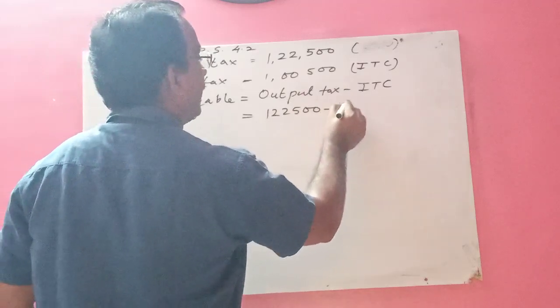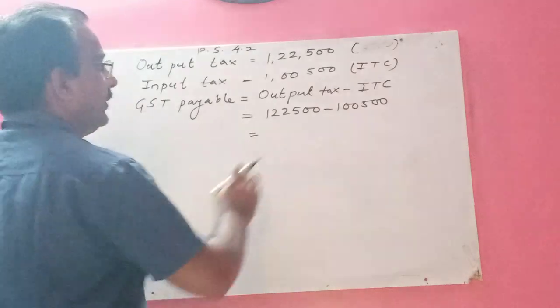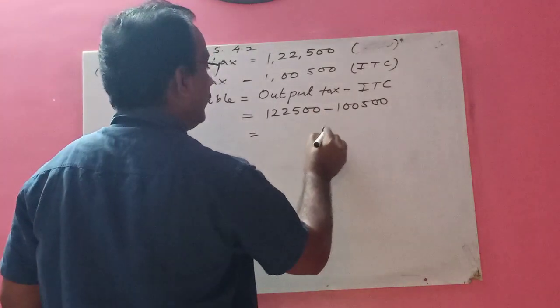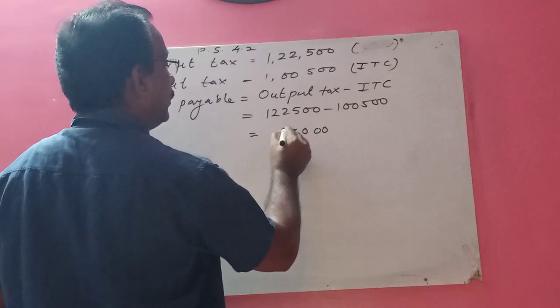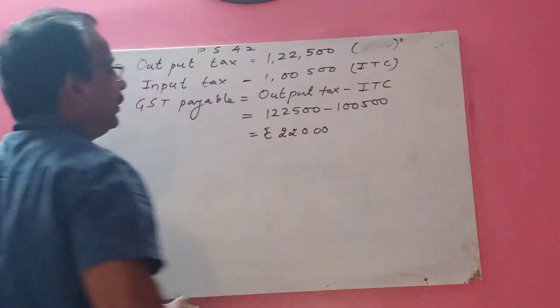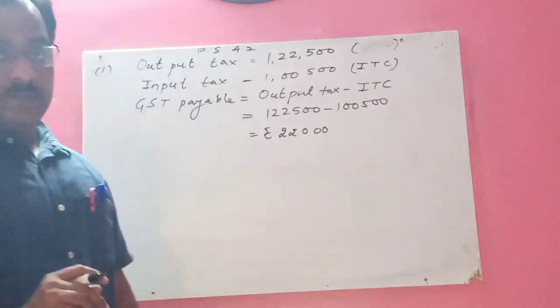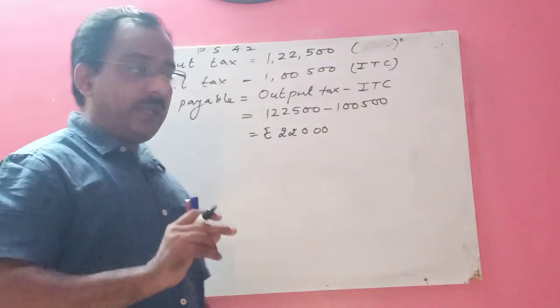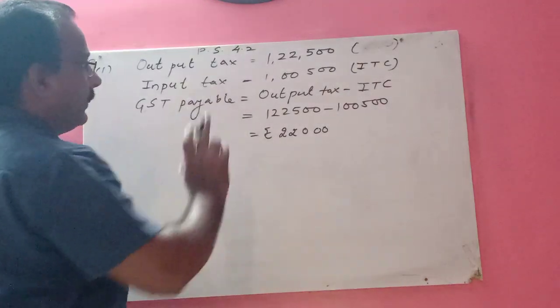1,22,500 minus 1,05,000. Just minus it. So 500, then 2 and 2. Rupees 22,000 is the GST payable. Means Chetna store will pay 22,000 rupees to the government.